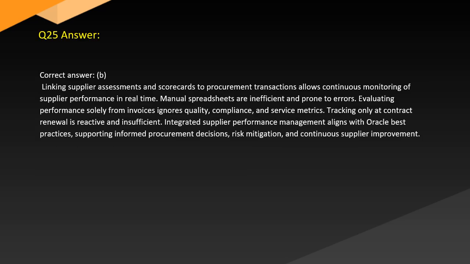Answer. Correct answer: B. Linking supplier assessments and scorecards to procurement transactions allows continuous monitoring of supplier performance in real time. Manual spreadsheets are inefficient and prone to errors. Evaluating performance solely from invoices ignores quality, compliance, and service metrics. Tracking only at contract renewal is reactive and insufficient. Integrated supplier performance management aligns with Oracle best practices, supporting informed procurement decisions, risk mitigation, and continuous supplier improvement.